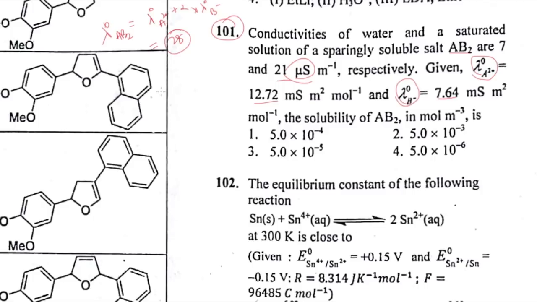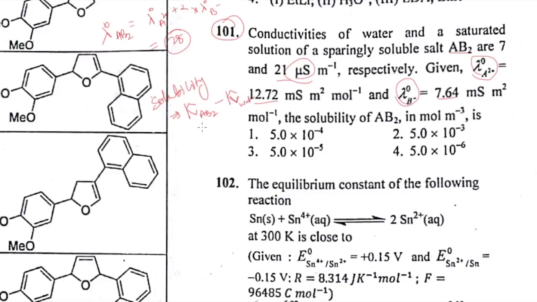Now what they are asking is the solubility. The solubility is given by this formula, that is kappa of your AB2, the sparingly soluble salt, minus kappa of water.